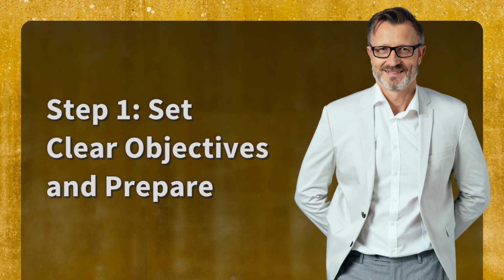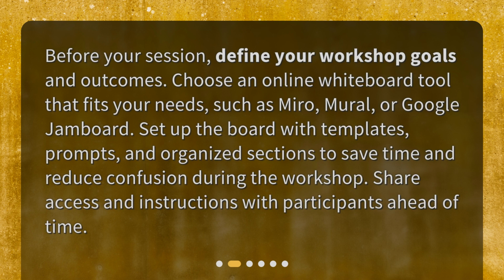Step 1. Set clear objectives and prepare. Before your session, define your workshop goals and outcomes. Choose an online whiteboard tool that fits your needs, such as Miro, Mural, or Google Jamboard. Set up the board with templates, prompts, and organized sections to save time and reduce confusion during the workshop. Share access and instructions with participants ahead of time.